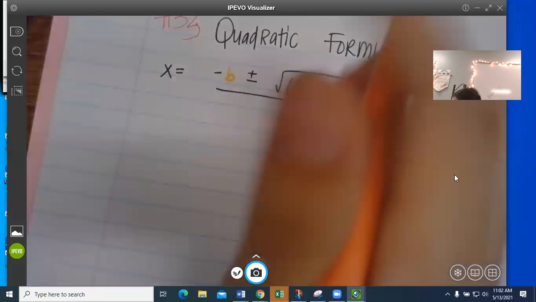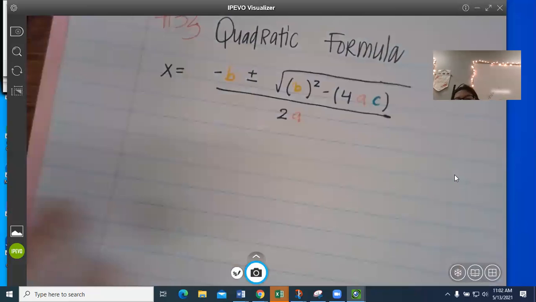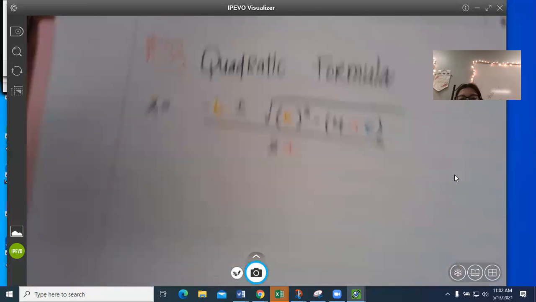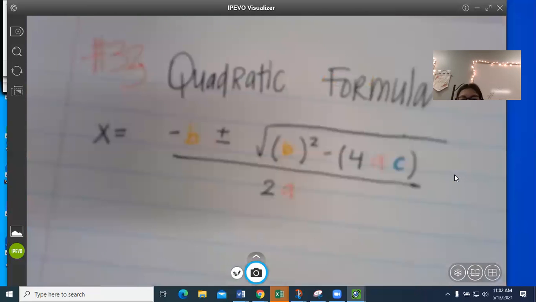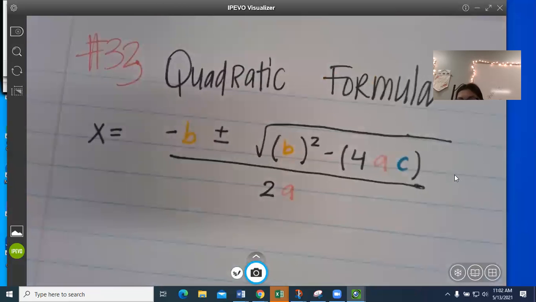When two numbers are next to each other, that means you multiply. So let me zoom in to make sure that you have it written down. Make sure you copy. Pause it if you need to.